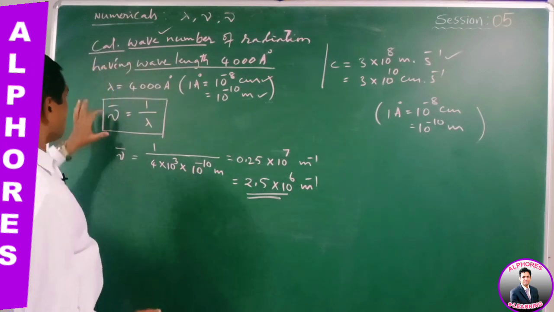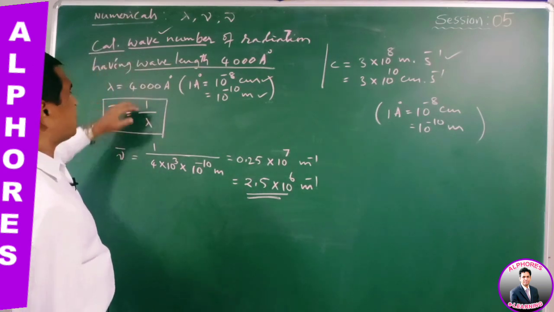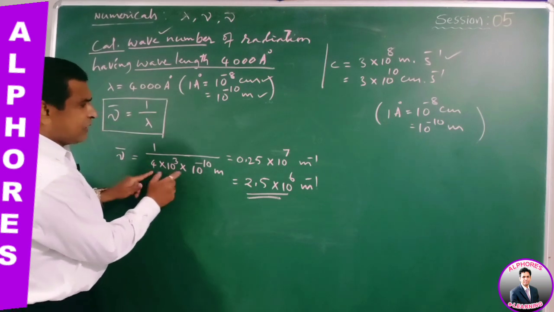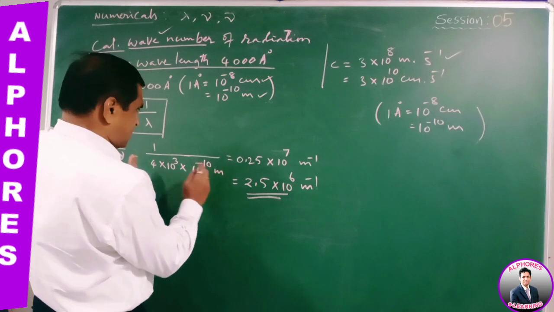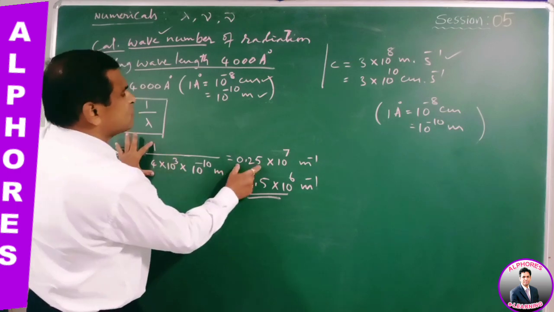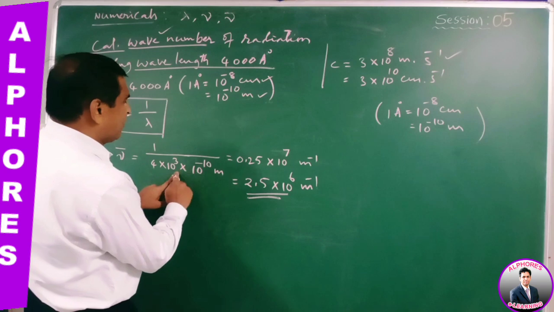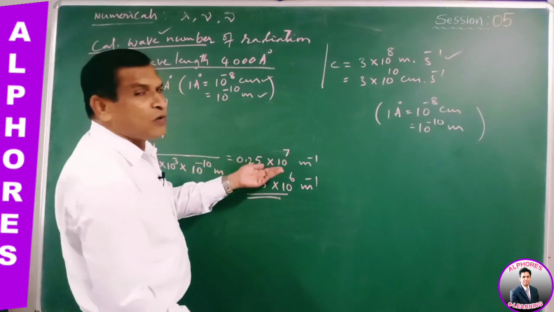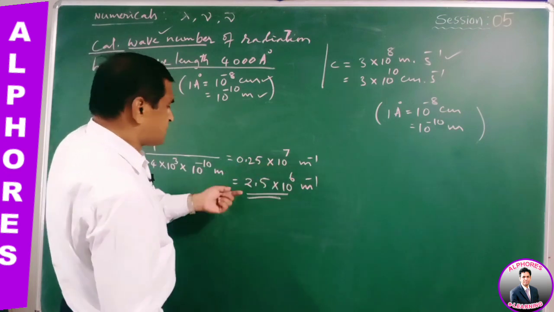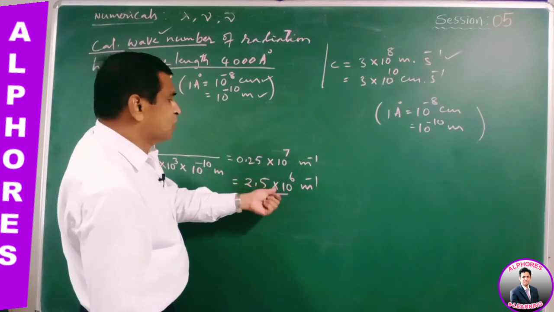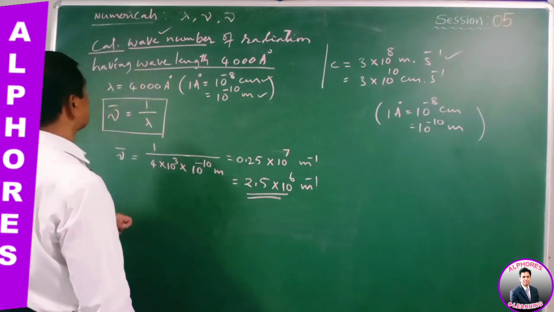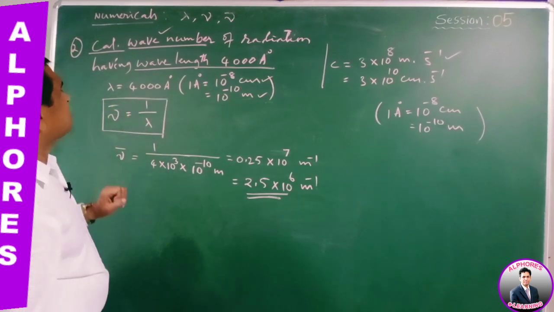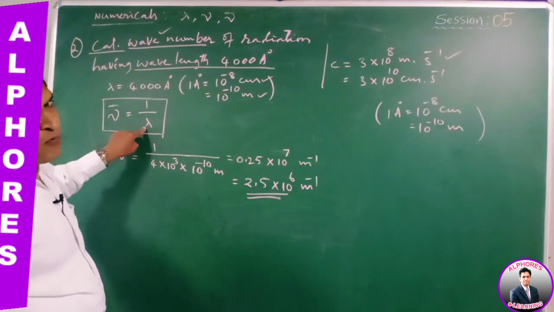Now nu bar is equal to 1 by lambda. The value is 4000 into 10 to the power minus 10 meters. So 1 by 4 is nothing but 0.25, and this is 10 to the power minus 7. When it becomes positive, 0.25 into 10 to the power 7 meter inverse, or that is equal to 2.5 into 10 to the power 6 meter inverse. This is the second problem we have done, the relation between wave number and wavelength.